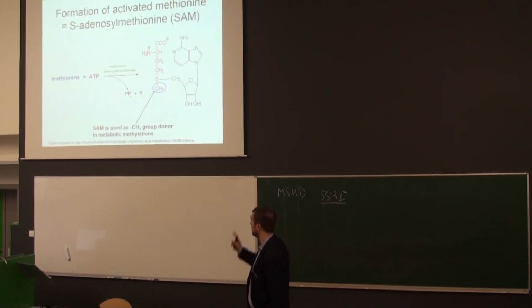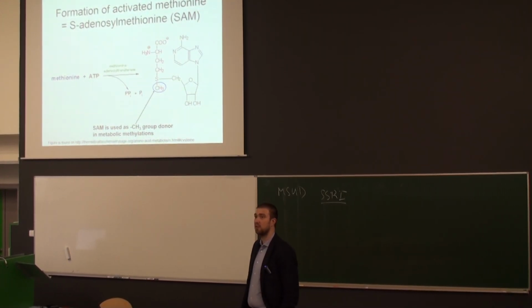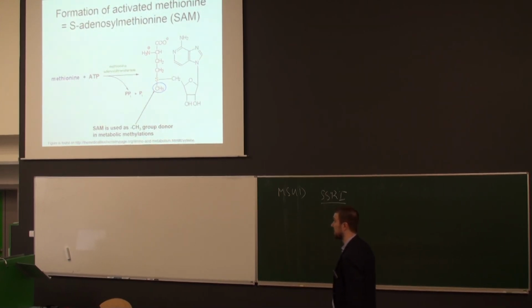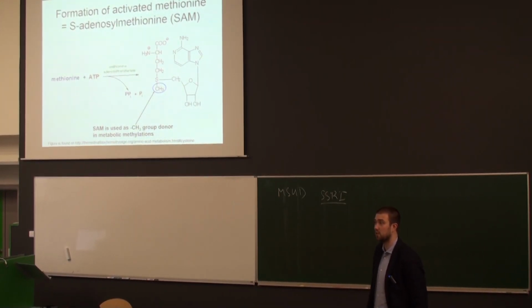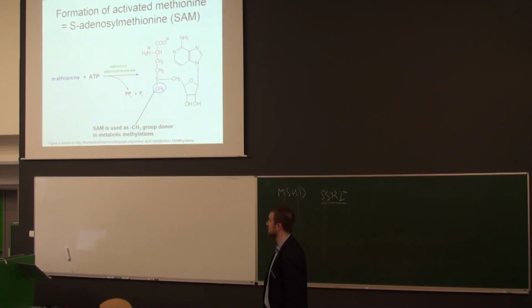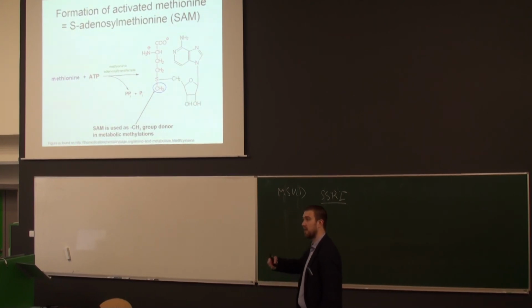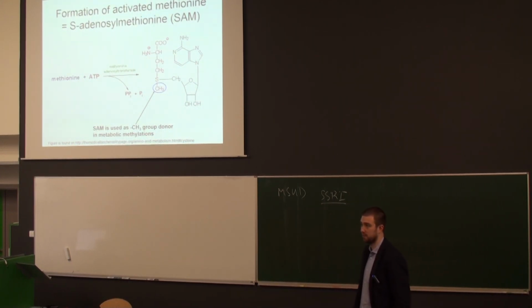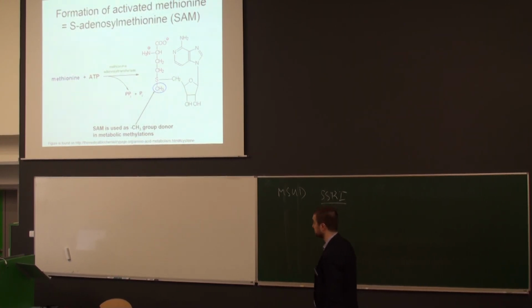For example, this S-adenosyl methionine is used for the synthesis of adrenaline from noradrenaline, so inside the synthesis of catecholamines, or in the synthesis of choline. That means the methylation of ethanolamine to choline. So those are reactions that we already mentioned today.